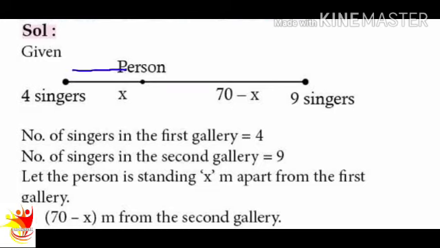The distance between the first gallery and the person is x. That is what we take. And then the person to the last gallery, that equals the total distance minus x, which is 70 minus x. Therefore the person to the second gallery distance is 70 minus x. Now given that the number of singers in the first gallery equals 4, the number of singers in the second gallery equals 9, let the person standing x meter apart from the first gallery, therefore 70 minus x meter from the second gallery.